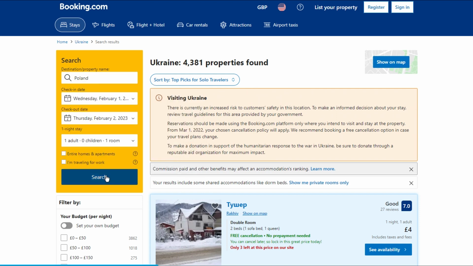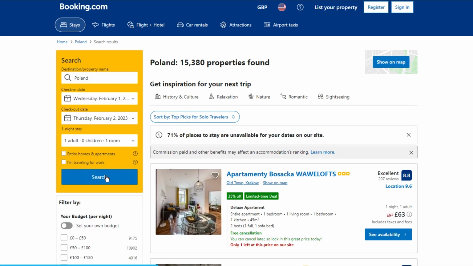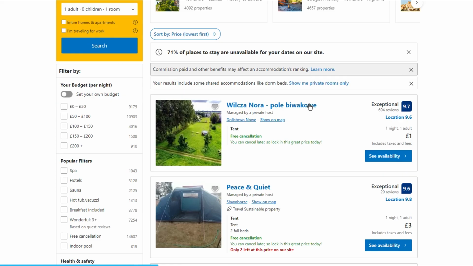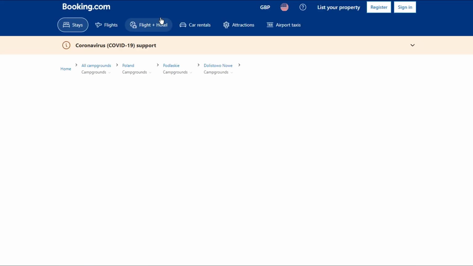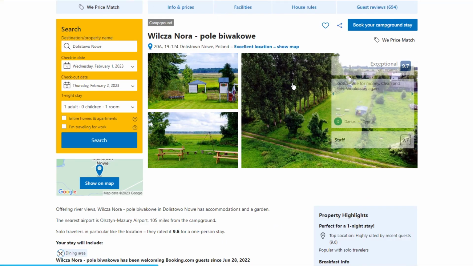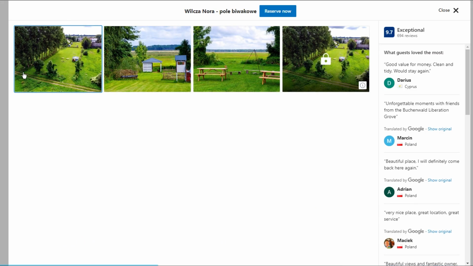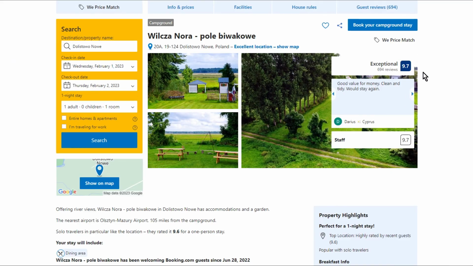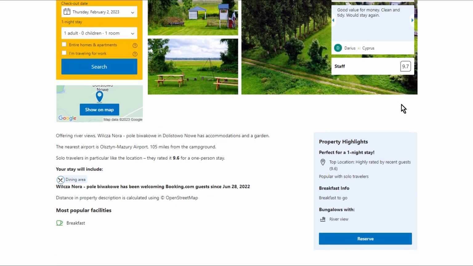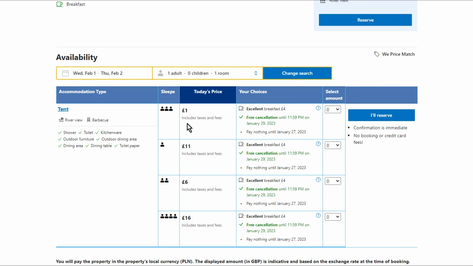Search the whole of Poland, that's a very big area. What do you think will be the cheapest hotel? The cheapest one is tent. £1. I'm not sure if I want to include tents on my list because I don't know. But look at these pictures. There is no tent. So is that a space for a tent? Does that mean you have to bring your own? I'm confused. A 3-person tent £1, a 1-person tent £11.